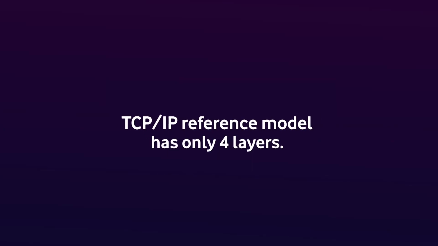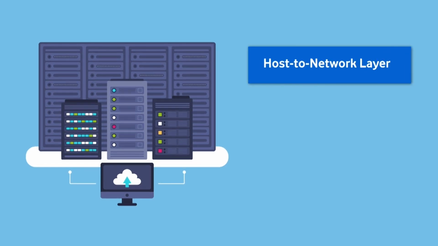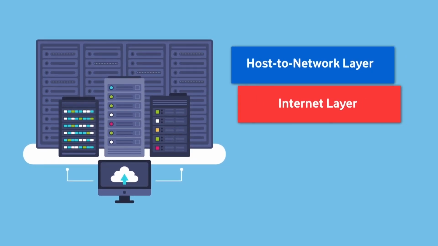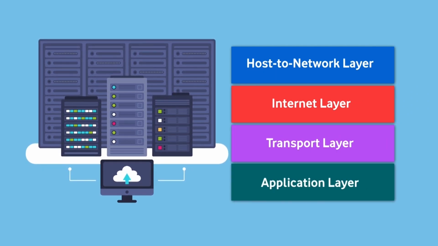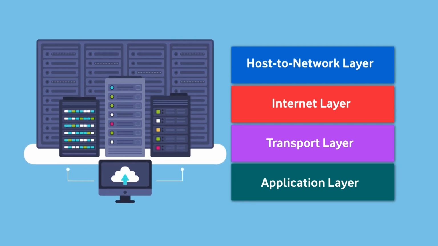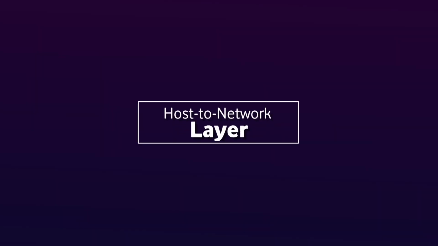So, there are altogether 4 layers in the TCP/IP, unlike the OSI reference model, which had 7 layers. The TCP/IP reference model has only 4 layers. They are host to network layer, internet layer, transport layer and application layer. So, let us see how these layers are being placed and what are the various tasks each and every layer takes up. Host to network layer, that is the first layer.